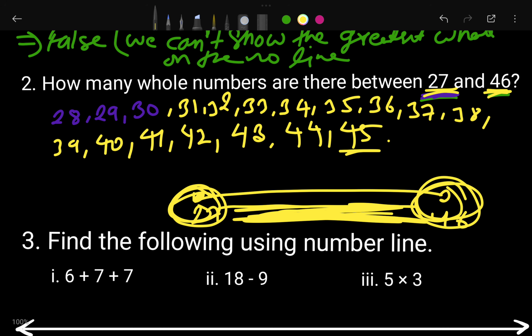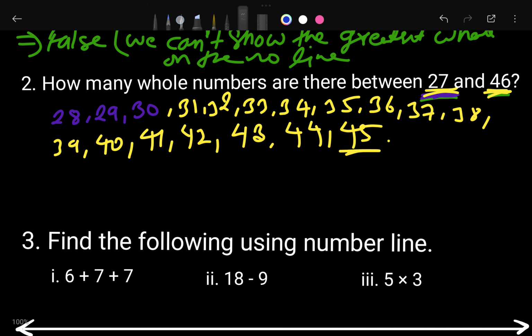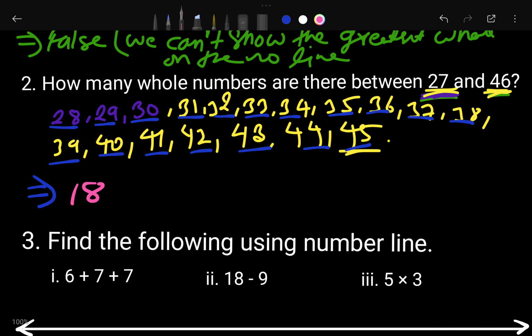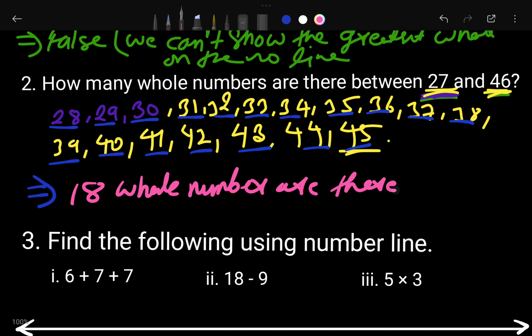Okay, so how many numbers occurred here? Let's see. 1, 2, 3, 4, 5, 6, 7, 8, 9, 10, 11, 12, 13, 14, 15, 16, 17, 18 numbers. So the total is 18. We can write 18 whole numbers. 18 whole numbers are there between 27 and 46. Over. This is completed.